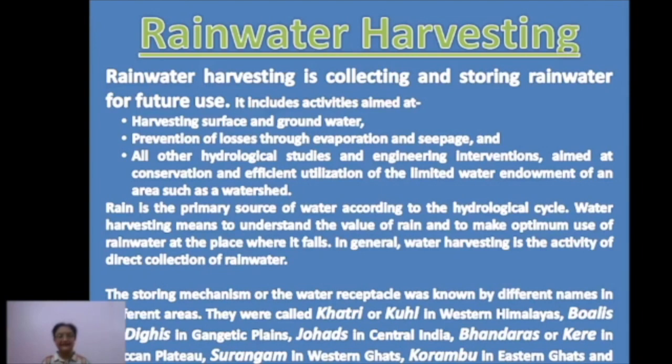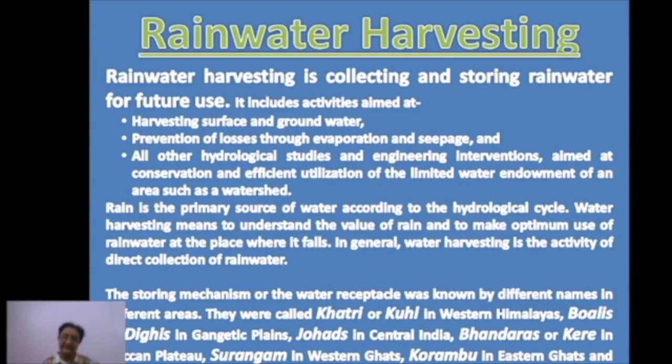So it includes activities aimed at, first of all, harvesting surface and groundwater. Number two is prevention of loss of water through evaporation or by seepage. Number three is all other hydrological studies and engineering interventions aimed at conservation and efficient utilization of the limited water endowment of an area such as a watershed. All these things are undertaken under rainwater harvesting. These are the main activities aimed at under this.